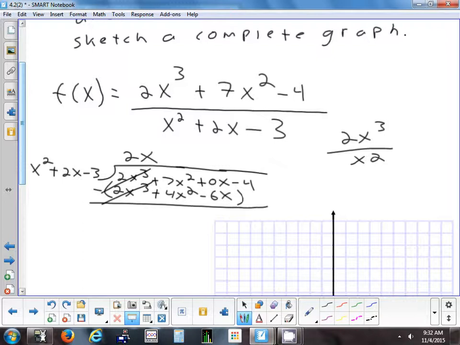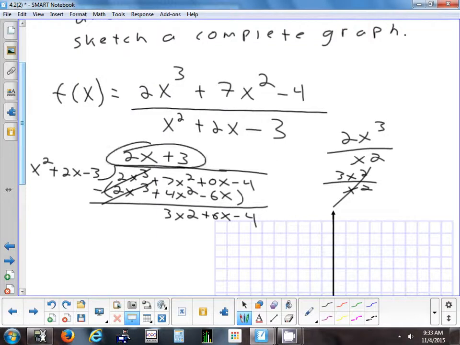What's 7x squared take away 4x squared? 3x squared. And 0 minus minus 6x, plus 6x. It's not even going to matter in a second, you'll see why. And now my last step. What's 3x squared divided by x squared? 3. The x squareds cancel. Now I'm done. That's my quotient. If I wanted my remainder, then I'd have to multiply it out and subtract, but I don't need to keep going.